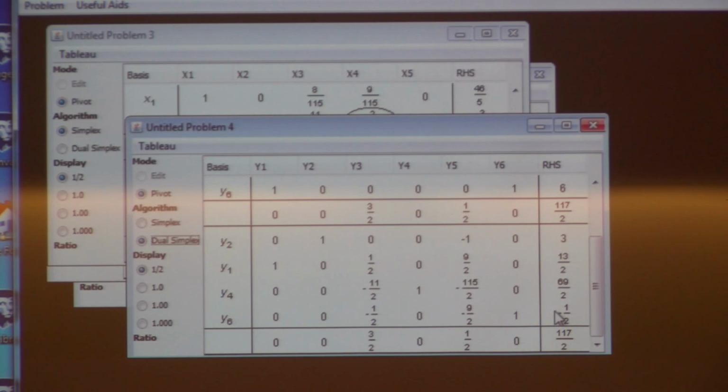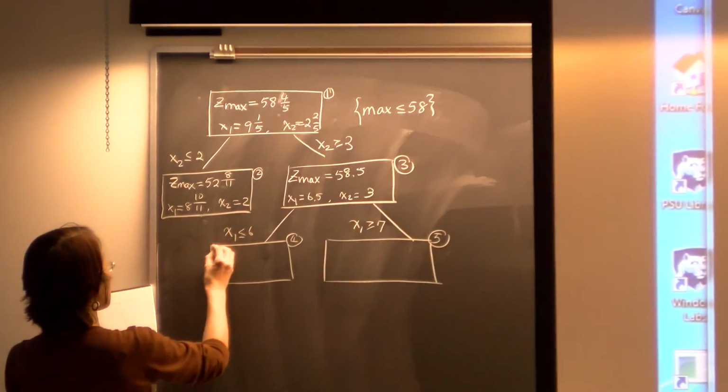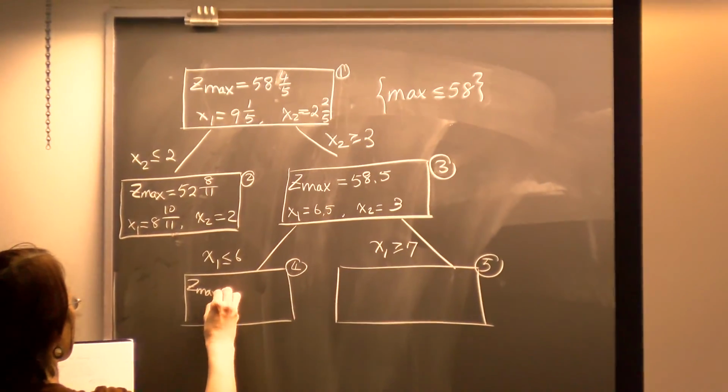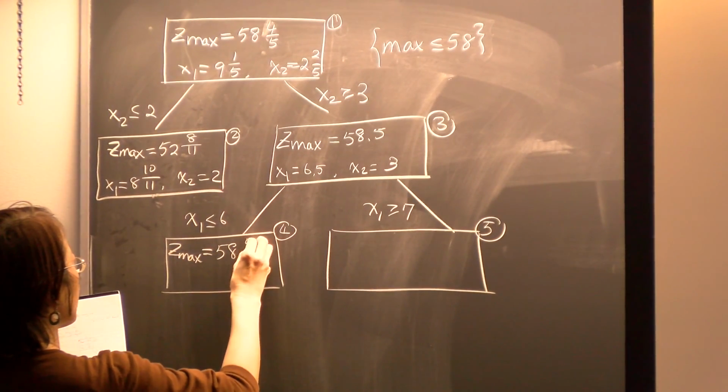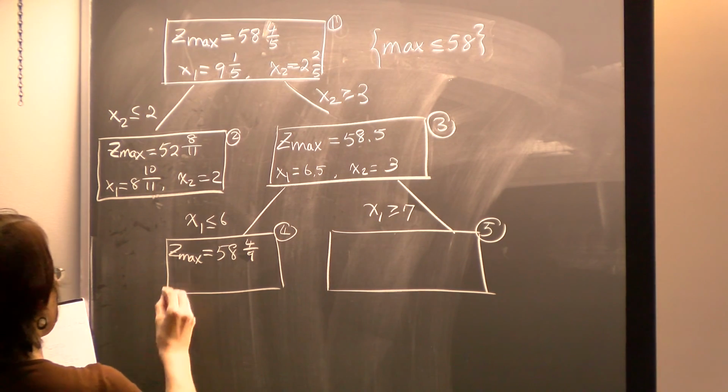And you see the new one you added has a negative b. So check the ratio, negative 0.1, 0.3, so that will be chosen, right? And I click there. And then it's all positive. So I solved it. Let's record. That is in table 4. Table 4 gives me Z max. What is that? 58 4/9, if you write that out.